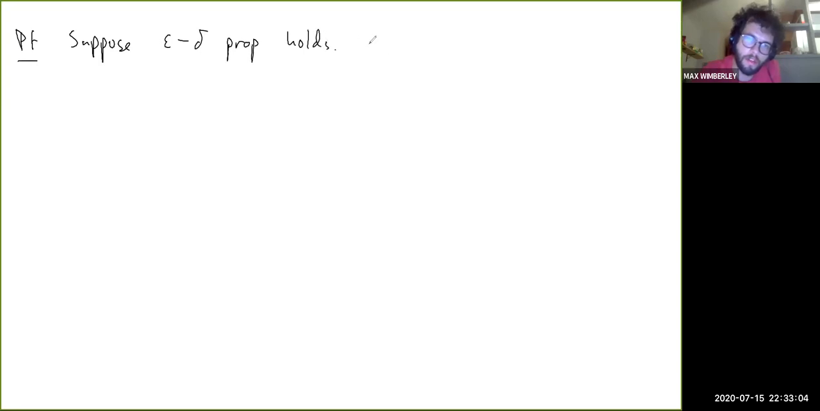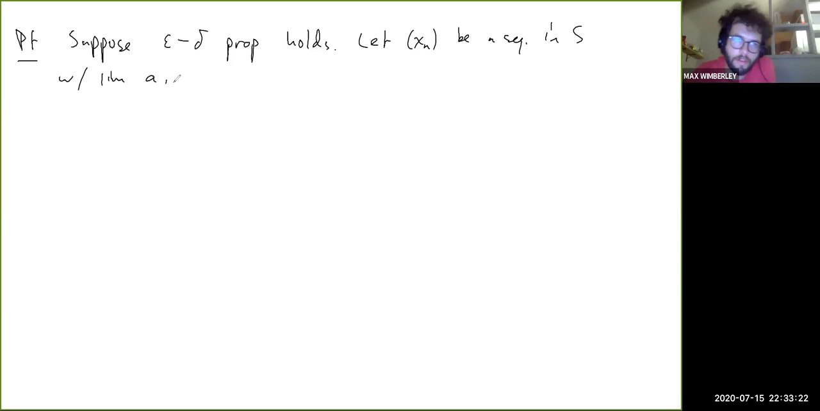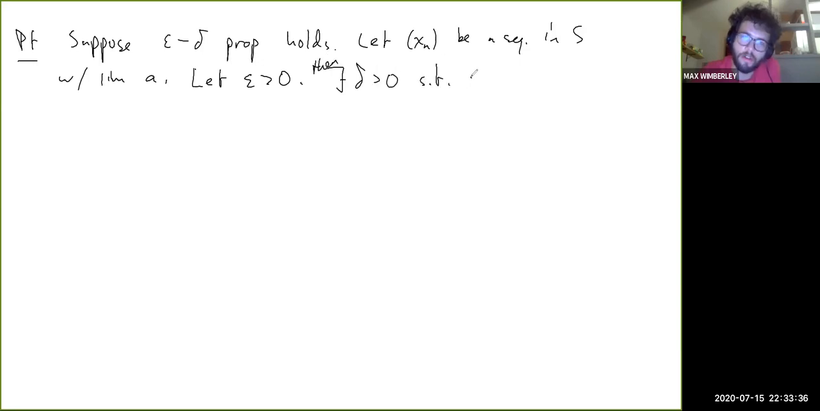So suppose the epsilon-delta property holds. Then let x_n be a sequence in S with limit A, and let epsilon be greater than zero. Then there exists delta greater than zero such that the epsilon-delta property holds. And then eventually x_n gets within delta of A. So there exists an N such that for all n greater than capital N, absolute value of x_n minus A is less than delta.